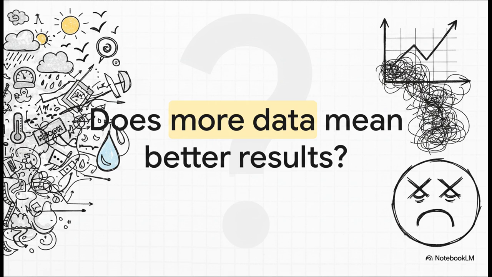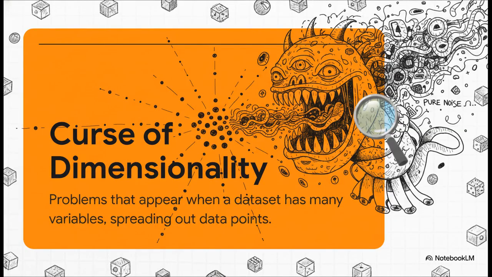In the world of machine learning, piling on more features or more variables doesn't automatically guarantee a better model. Actually, scratch that. It can literally derail the entire thing. We call this paradox the curse of dimensionality. Think of it kind of like a monster that just feeds on your computer's memory and spits out pure noise.